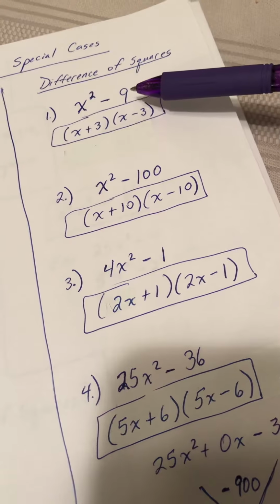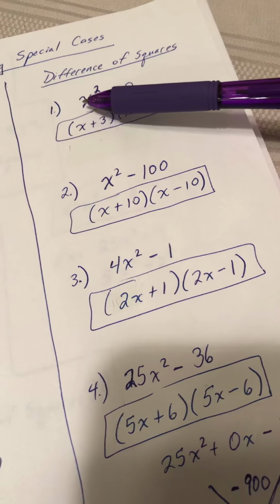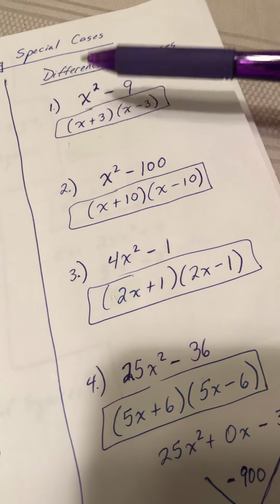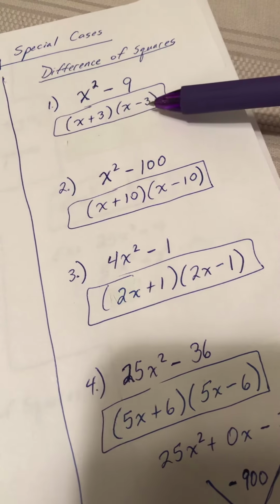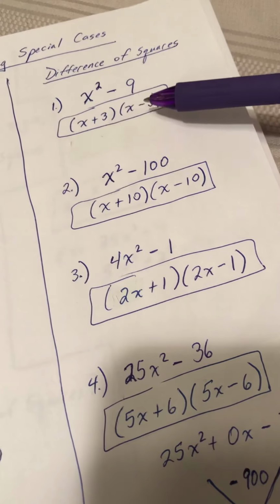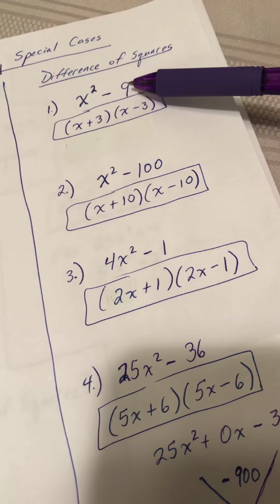The square root of 9 is 3. Remember, there is a 1 in front of the x squared, which is a perfect square. So in this case, it'll be x and x, 3 and negative 3. You need one positive and one negative so that when you multiply these two, you get the negative 9.